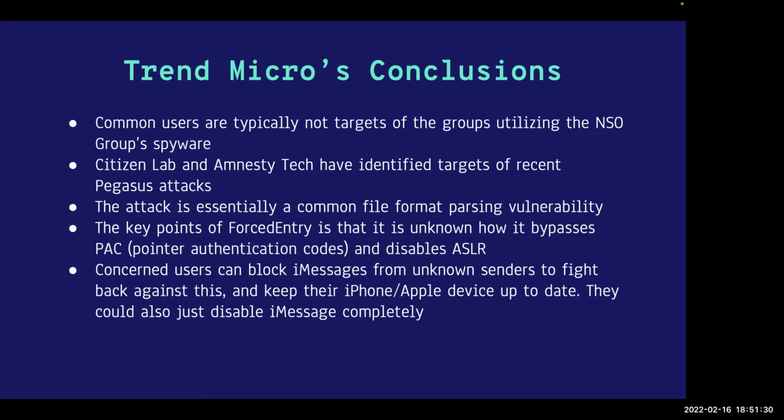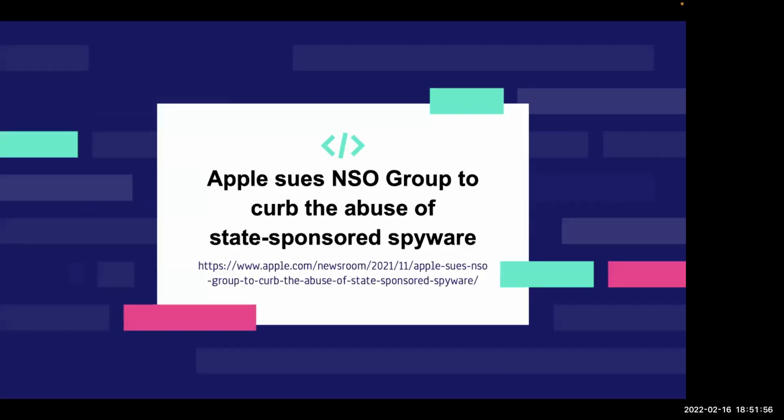But the key point of FORCEDENTRY is that it's unknown how it bypasses the pointer authentication codes and disables ASLR. I don't think Apple's fully come forward and said how they figured it out, but they did fix the overwrite of those unsigned integers. To fix this, concerned users using iPhones can just fully block iMessage from unknown senders to fight back against it, or also just disable iMessage completely.